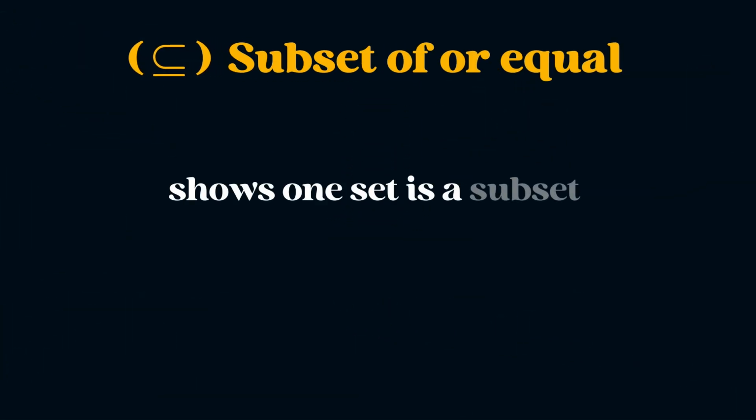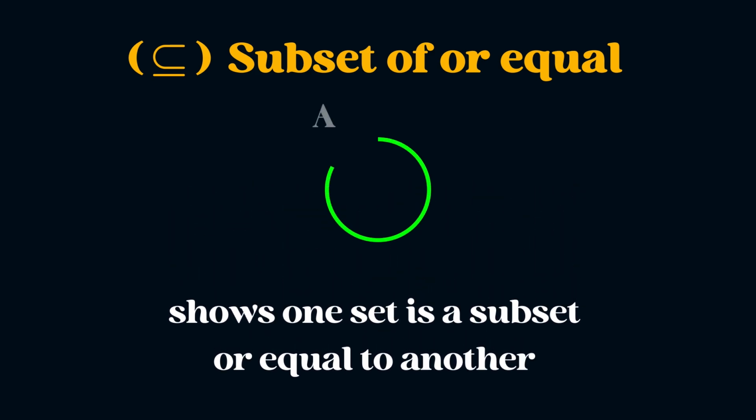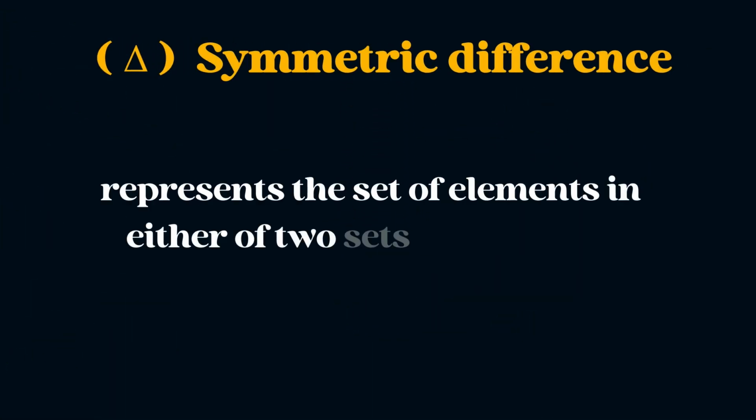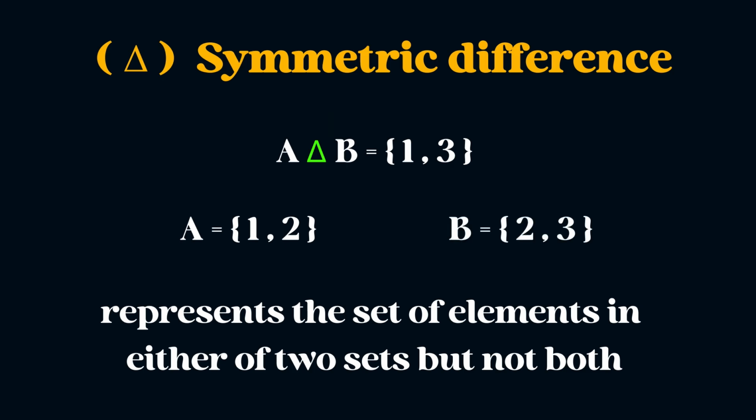49. Subset of or equal to. This shows one set is a subset of or equal to another. For example, A subset of or equal to B means A is contained within B. 50. Symmetric difference. This represents the set of elements in either of two sets but not both. For example, A symmetric difference B equals {1, 3} when A equals {1, 2} and B equals {2, 3}.